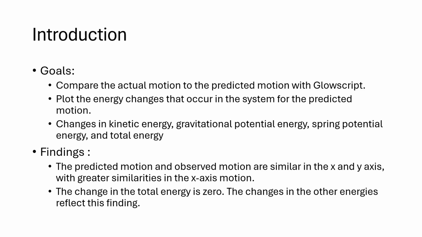The goals of this lab were to compare the actual motion to the predicted motion with GlowScript and plot the energy changes that occurred in the system for the predicted motions. Our findings: the predicted motion and observed motion are similar in the x and y axis, with greater similarities in the x axis. The change in total energy is zero. The changes in the other energies reflect this finding.